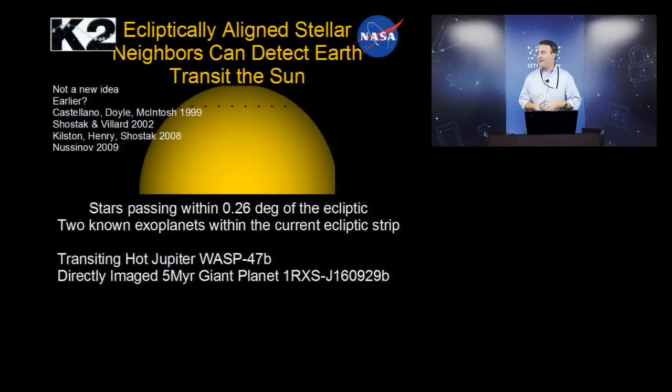Many of you in this room have been proposing these ideas to focus SETI surveys at these targets for many years now. Basically, stars passing within 0.26 degrees of the ecliptic can currently see the Earth transiting the sun. There's a lot of worry about whether we should be communicating with external civilizations. The reality is we already are. To these stars within 0.26 degrees of the ecliptic, they're seeing us transit.